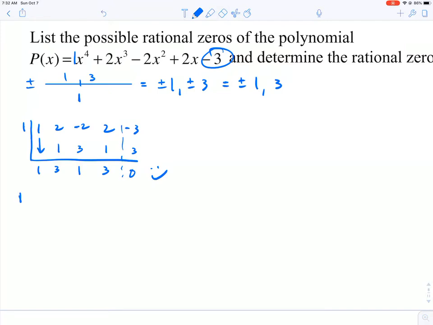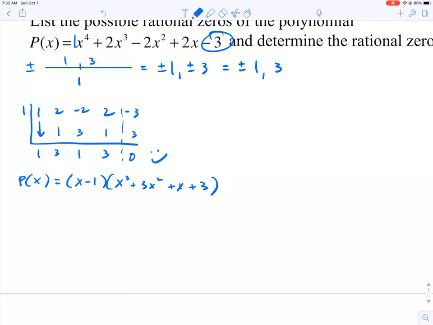Okay, so we know that right now that we can rewrite p of x as x minus 1 times x cubed plus 3x squared plus x plus 3. And then we can move on and test another possible 0. And you don't need to go in the same order, or like you don't need to necessarily go in order. Like I can choose to test -3. And I'll explain in a second why I want to test -3.